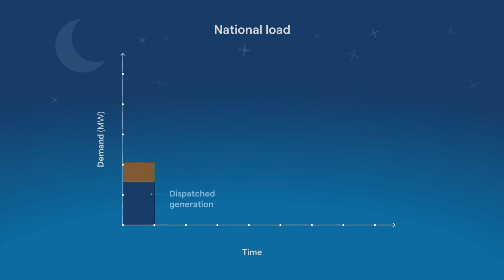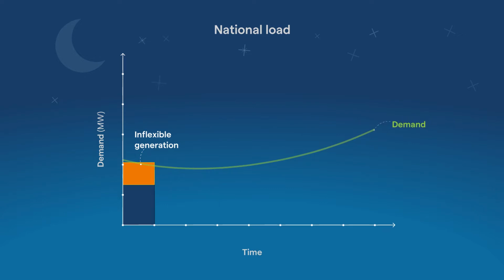Here we can see an inflexible generator is being dispatched on to meet the load in the middle of the night. Overnight, demand is typically at its lowest, so generators will offer at their minimum safe output. In the next RTD schedule, the inflexible generator is dispatched below its minimum safe output.